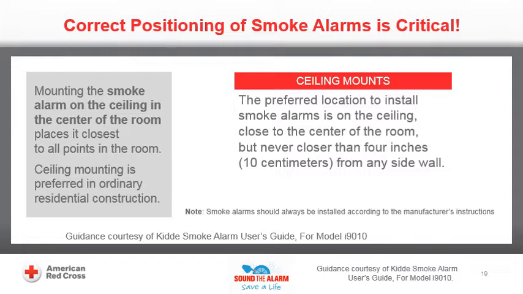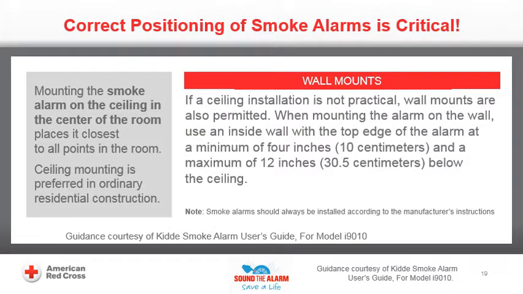Ceiling mounts. The preferred location to install smoke alarms is on the ceiling, close to the center of the room, but never closer than 4 inches, 10 centimeters from any sidewall. Wall mounts. If ceiling installation is not practical, wall mounts are also permitted. When mounting the alarm on the wall, use an inside wall with the top edge of the alarm at a minimum of 4 inches, 10 centimeters, and a maximum of 12 inches, 30.5 centimeters below the ceiling. Note: smoke alarms should always be installed according to the manufacturer's instructions.